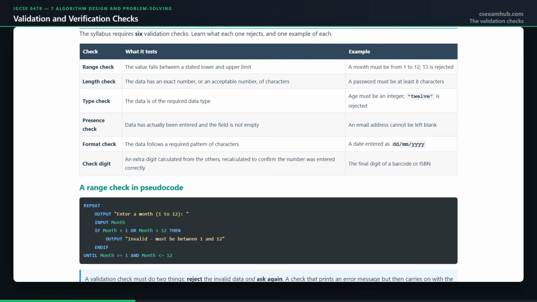address, and a check digit, an extra digit calculated from the others, which we covered in detail back in topic 2.2, used to detect mistyped or transposed digits in codes such as barcodes and ISBNs. That last one is worth connecting rather than relearning. It is the same mechanism appearing here as a validation technique.